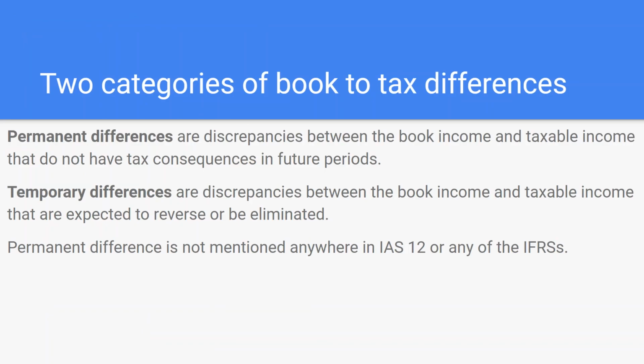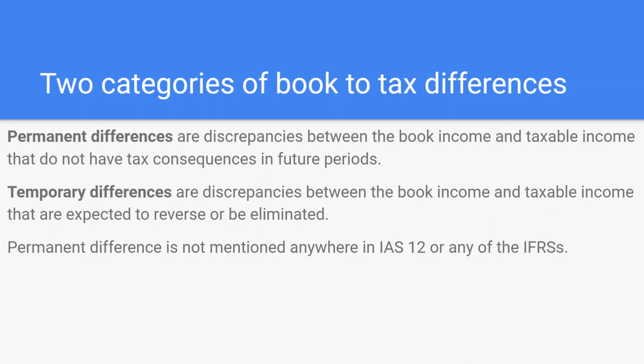But when it's a permanent difference, the only impact it has on your taxable profit is the current impact, the impact it has in the current tax returns. That's the only impact it has, whether it's increasing or decreasing, as the case may be. It only has that impact now, and that's what the definition says: permanent differences are discrepancies between your book income and taxable income that do not have a tax consequence in future periods. It has a now impact, and that's all.